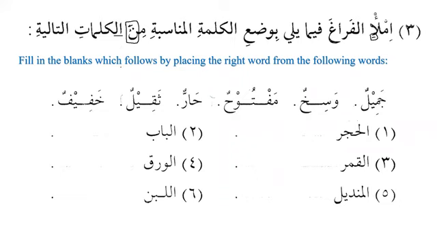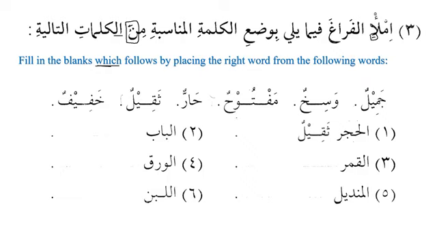Okay, so fill in the blanks with, which follows, by placing the right word from the following words. So we have here jamilun, beautiful, wasikhun, dirty, maftuhun, open, harrun, hot, thaqilun, heavy, khafifun, light. Okay, so al-hajaru, what do you think? What should we put over there? Al-hajaru. Excellent. Al-hajaru thaqilun. The stone or the rock is heavy.